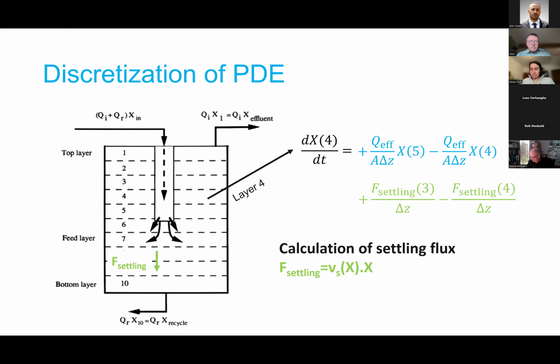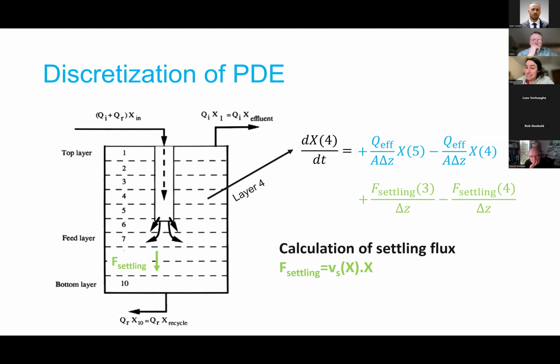The tricky part, I already mentioned, is one aspect is the settling flux. The settling flux we model by a settling velocity function, which we need to determine, we need to choose, and we need to calibrate. And it is multiplied with the local concentration value.